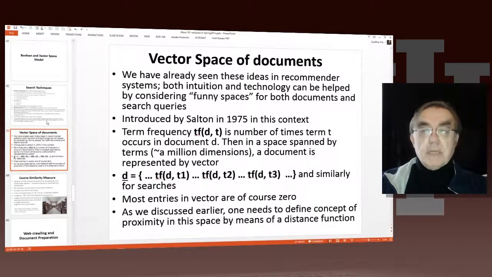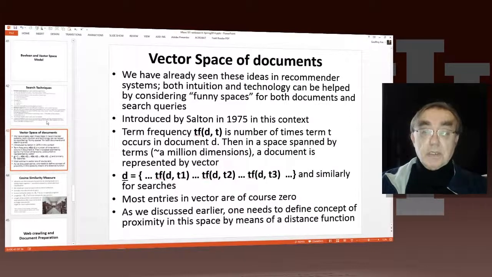So we've already seen in discussing recommender systems that intuition and technology can be helped by considering funny spaces. Those were the spaces of items and users for recommender systems. Here is the space of words. It was introduced by Salton in 1975 for information retrieval. The key thing used here is the term frequency. It's a function of document and term. The terms are the set of words in the language, the vocabulary, which is about a million for English.